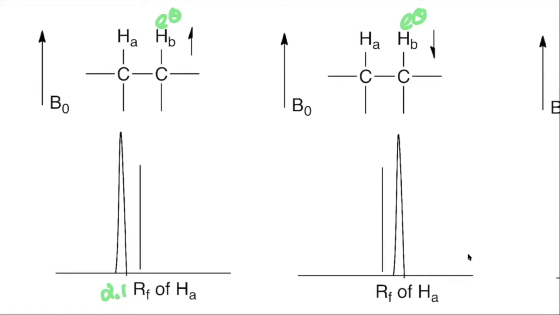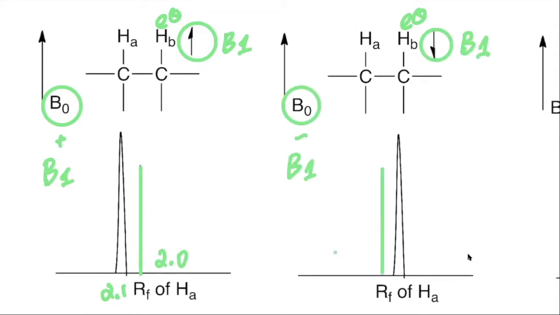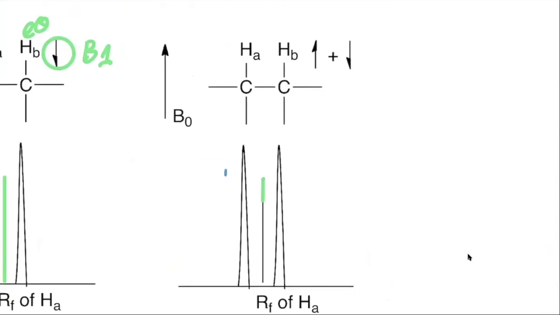So let's say if it's spin up, it's going to add to my B naught. So the B naught is no longer the original B naught, it's the B naught plus my B1, which is generated by this HB, in around 2.0. Similarly, minus, a peak around 2.2. That's originally what it is.